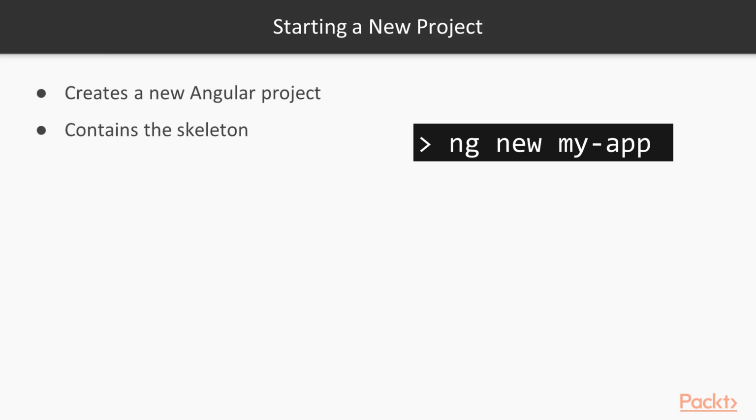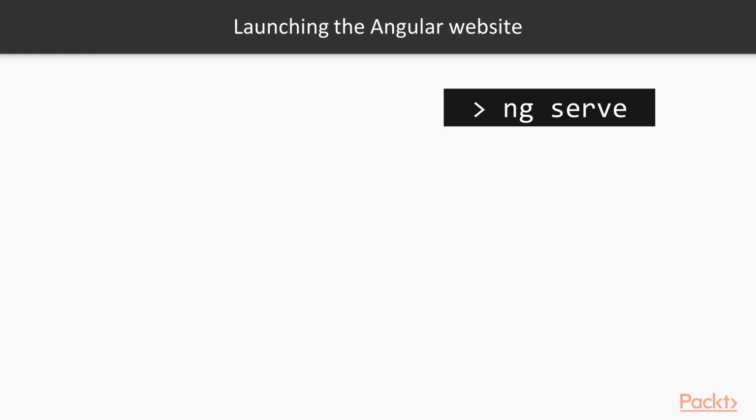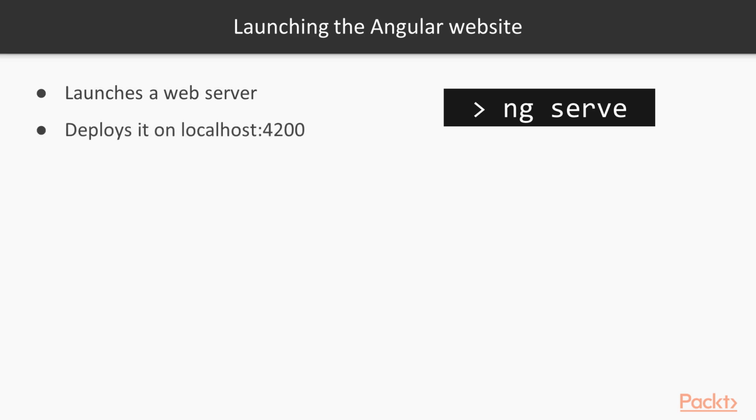It will contain the skeleton of the application, and it will be a fully working project that we can launch immediately. So, this is where the installation of Node.js we did in the previous section comes to play. The ng serve command will start a server that will allow us to access our application in a browser. Calling ng serve will launch a web server, and by default it will be deployed on localhost on the 4200 port.